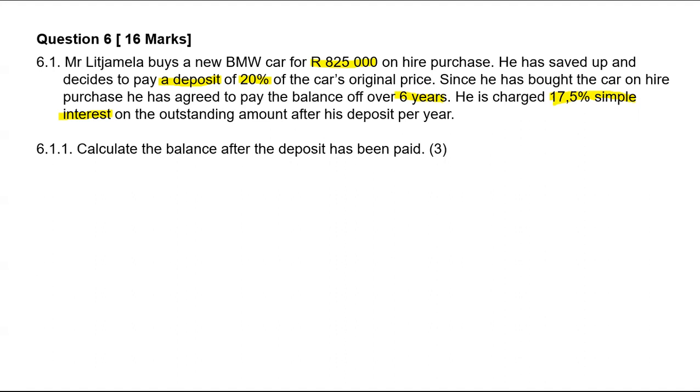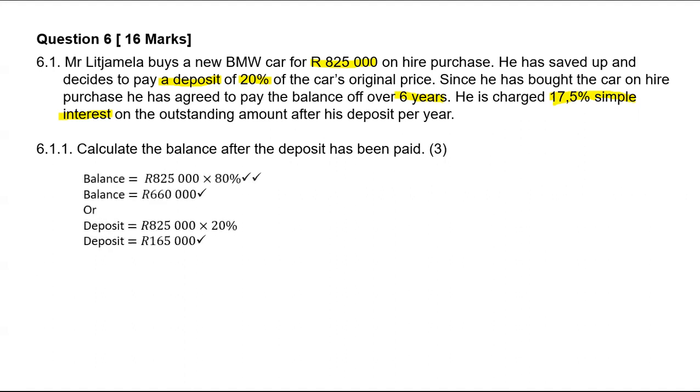Note that the value of this car is 825,000. So I'm going to take 825,000 multiplied by 20%. It will give me what I'll still be owing after paying the deposit. Or you can first calculate 20% of 825,000. That'll give you the deposit. And then take that deposit and subtract it from 825,000. It'll give you the outstanding amount. So you have those two options, and those are options that you can follow, right? These are the two options.